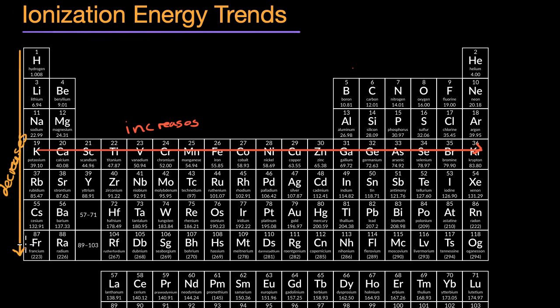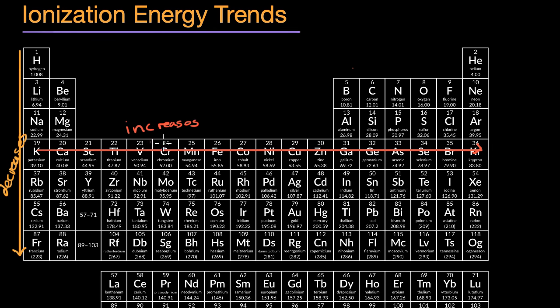And so it makes sense that it's easier and easier to remove the highest energy electron from, say, cesium, because it's further out there. There's more electrons shielding it from that nucleus, even though there's a lot of protons in that nucleus, than, say, in the case of hydrogen.